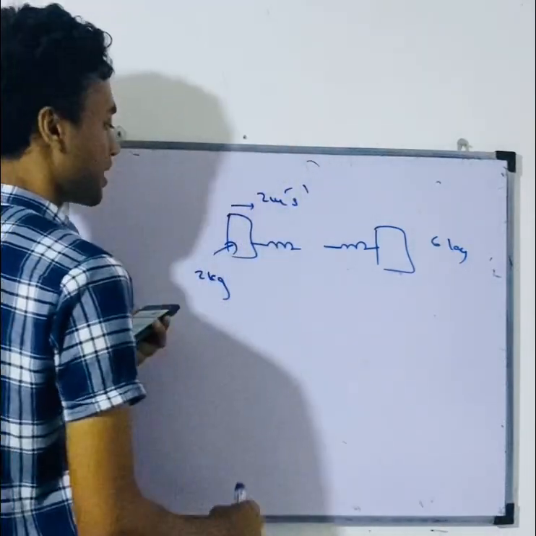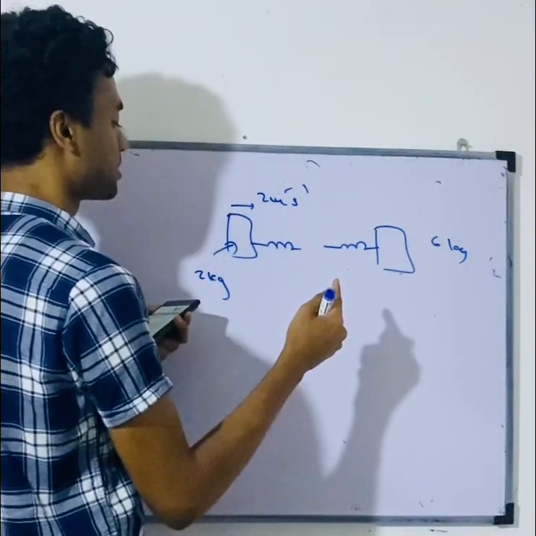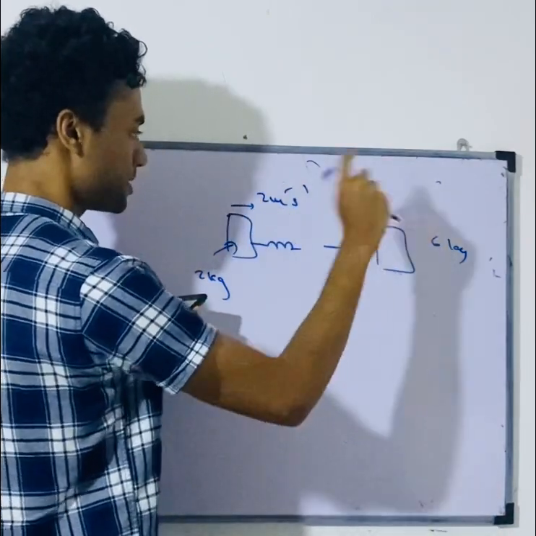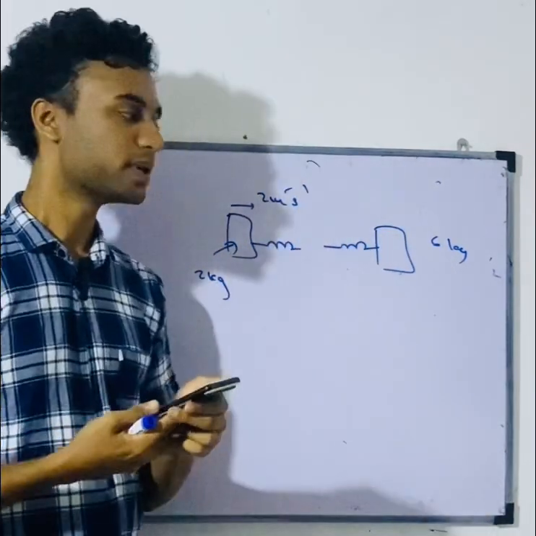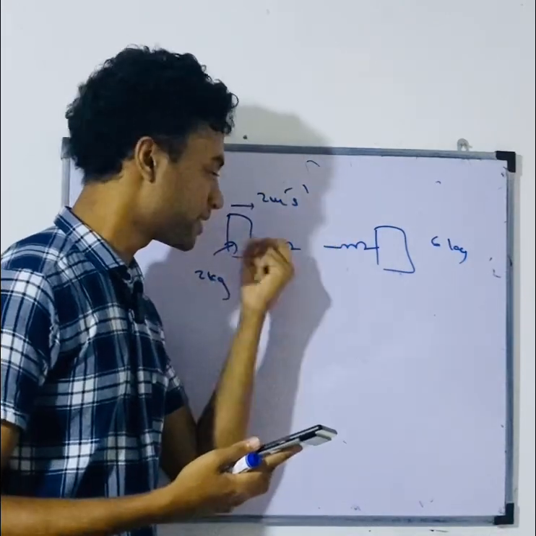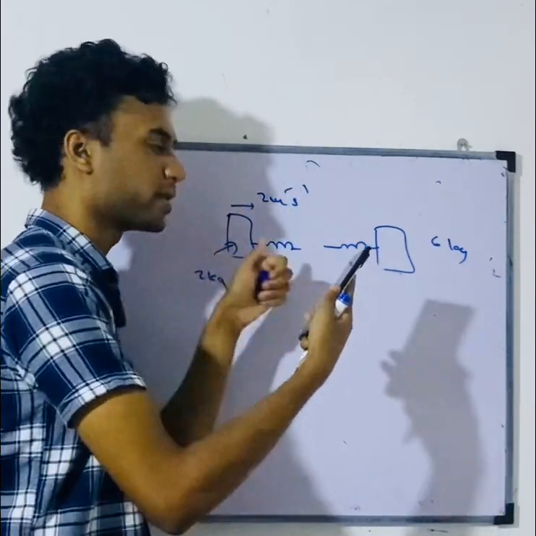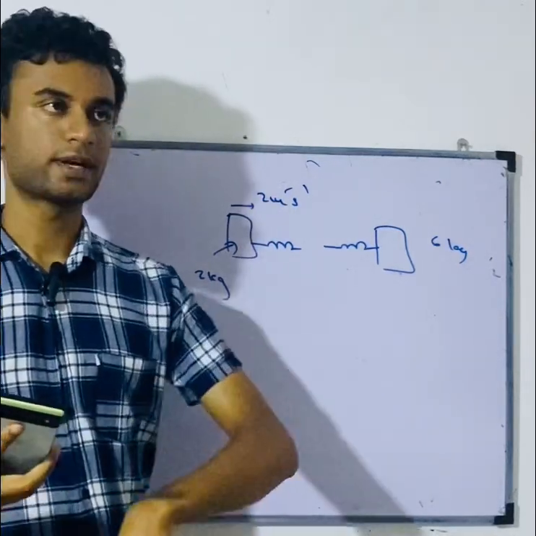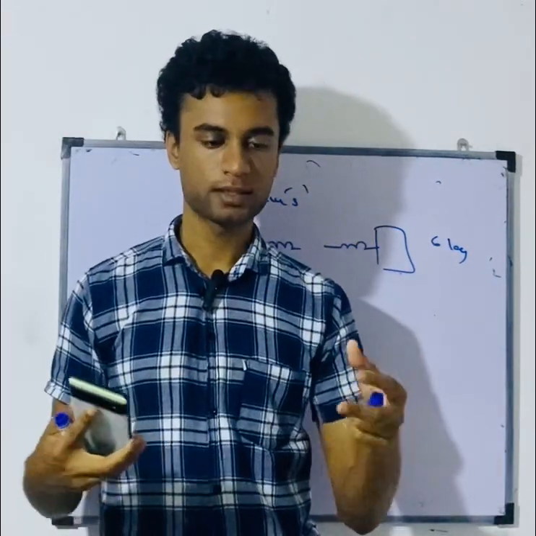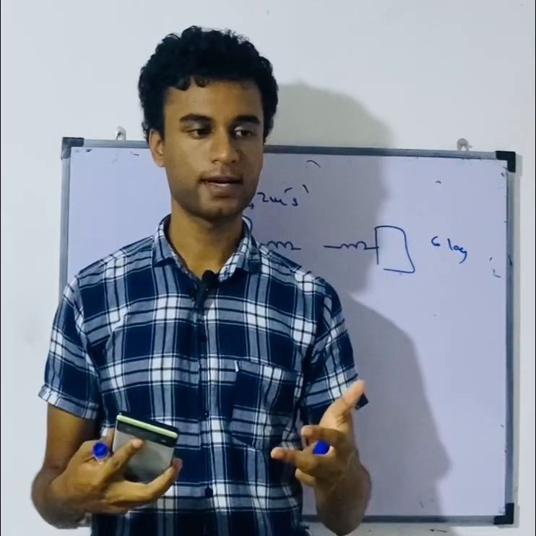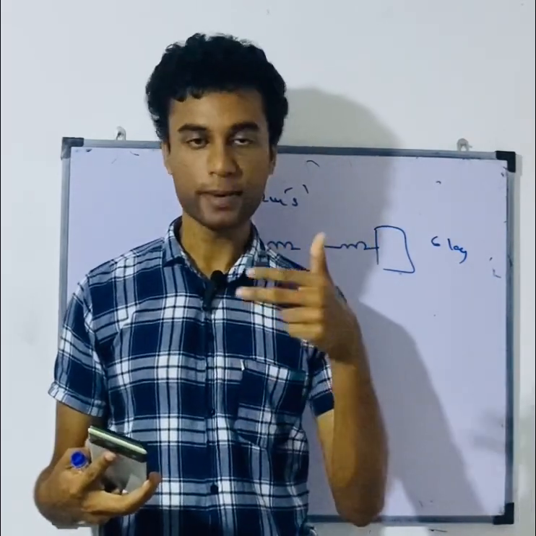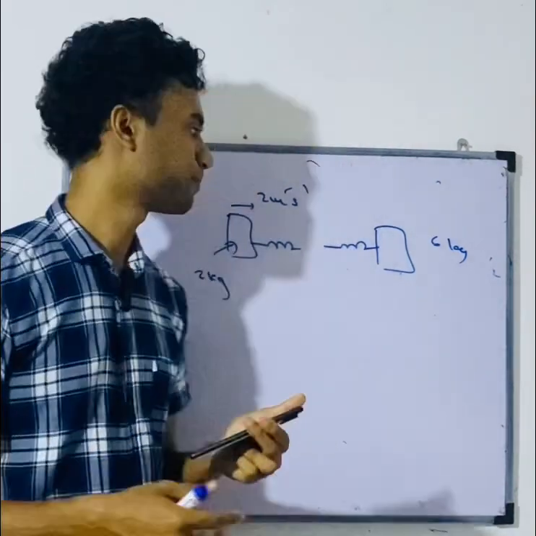Okay, so we can apply the conservation of linear momentum first. We apply it to the system. Why the system? Because when the two masses strike, these two springs strike, those forces are going to be internal forces. When you consider the system as a whole, the internal forces are going to cancel off. Therefore, if there are no external forces on the system, the linear momentum of the system should be conserved.